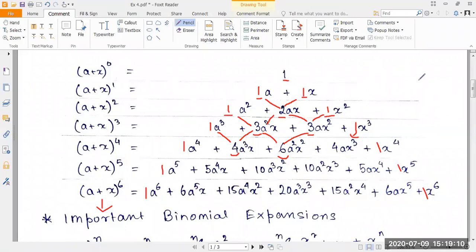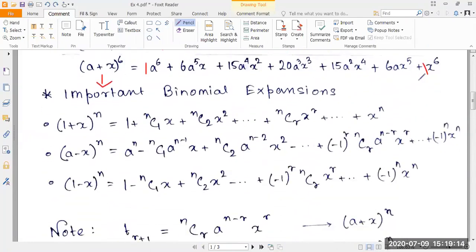So the next thing that we'll be covering is important binomial expansions. This binomial expansion is essentially the normal binomial expansion, but instead of a, we replace a with 1. So we already had the (a + x)^n expression written above. What we essentially do is replace a with 1 on both sides.